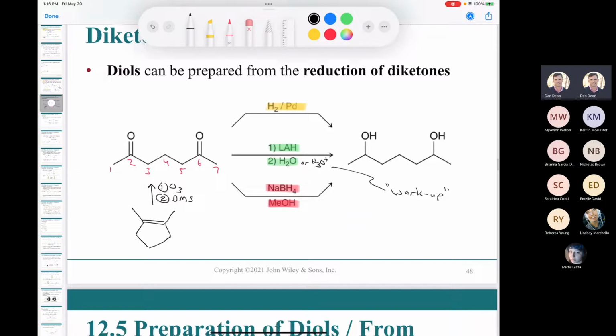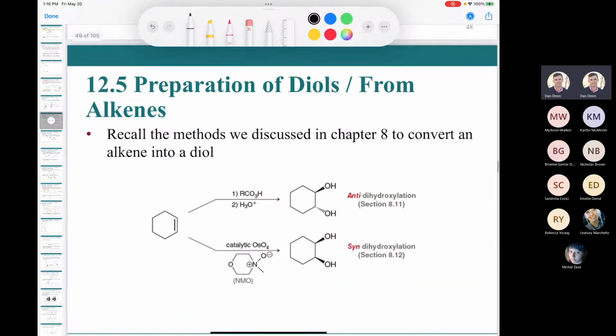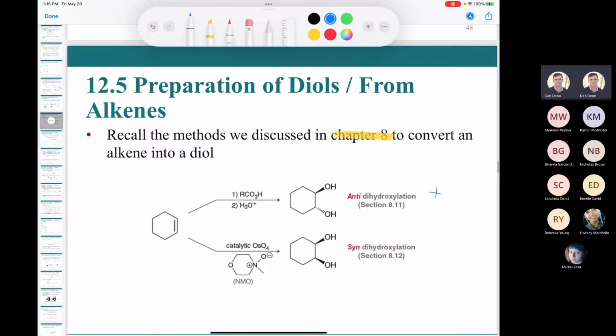Anyhow, moving on, this is just nothing more than review. So this is a review of Chapter 8. We learned a couple of ways to make diols. Namely, we learned how to make a trans diol, and that is made by anti-dihydroxylation. And we learned how to make a cis diol, and that's done by syn dihydroxylation.